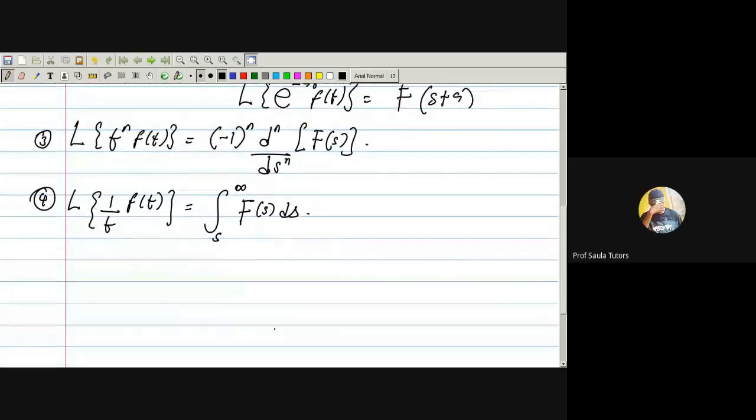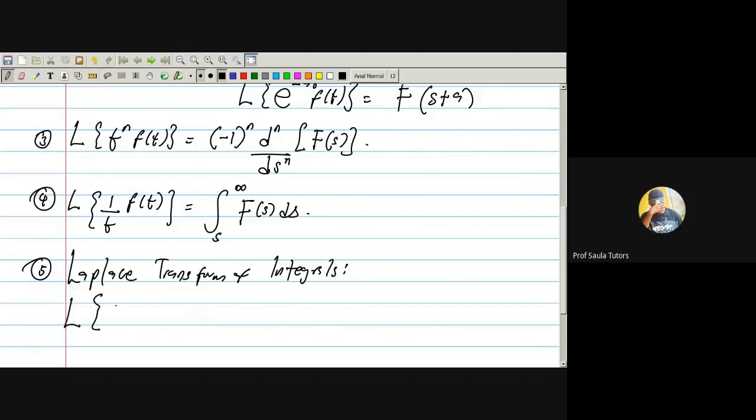Now, pay attention. Let me give you another property for the Laplace transform: the Laplace transform of integrals. Very important. How do you find the Laplace transform whenever you have integration? Let me give you this powerful property. If you want to find the Laplace transform of the integral from a constant a to t of f of t dt, how do you do it?